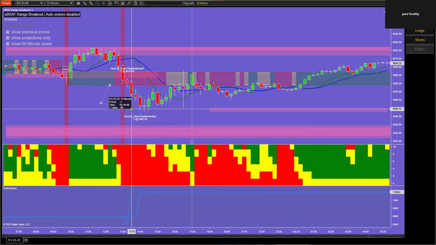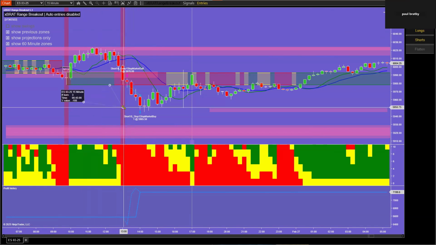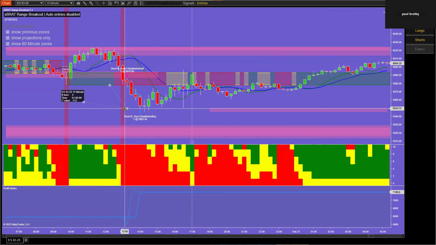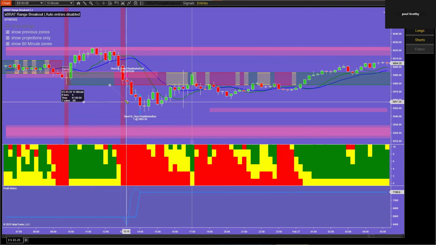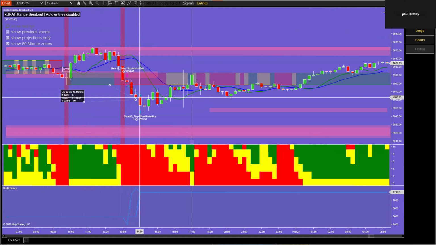Yeah, 86 there. Whoops. We actually went 130, so that's 75 is this candle here. Okay, and then obviously we opened, nipped up, came back down again.